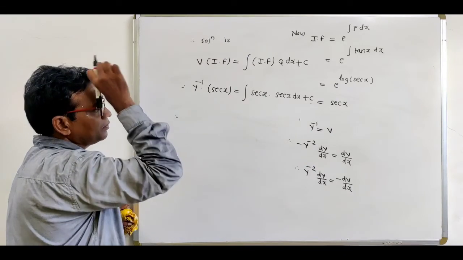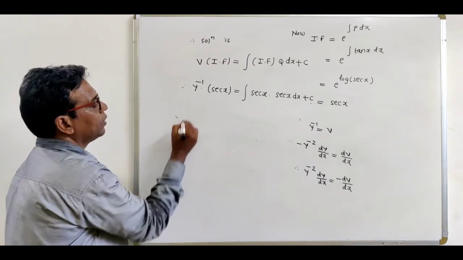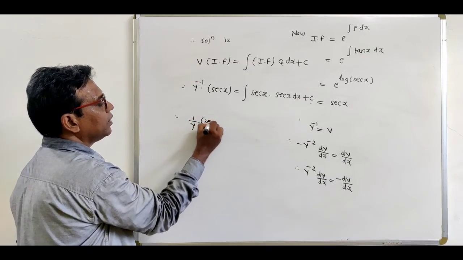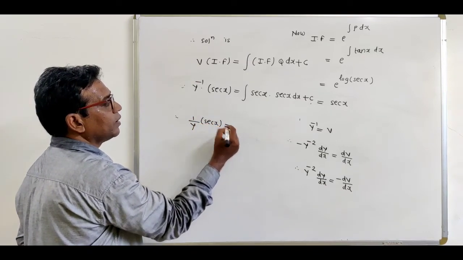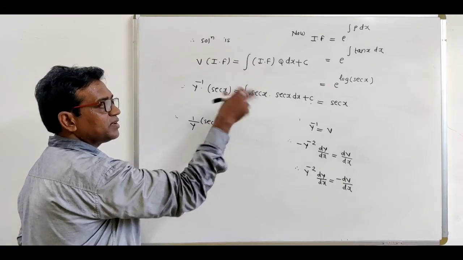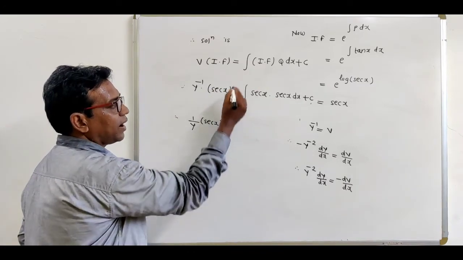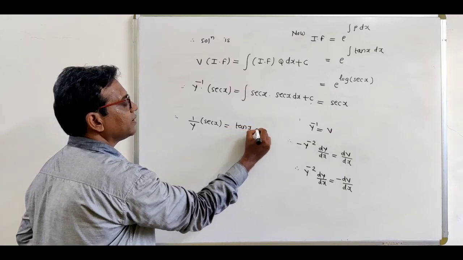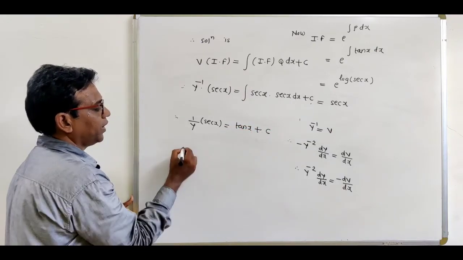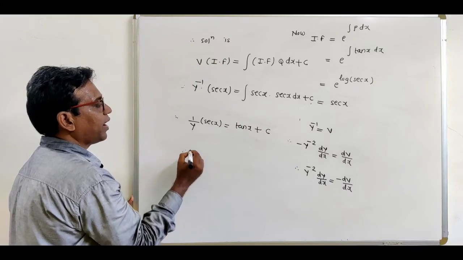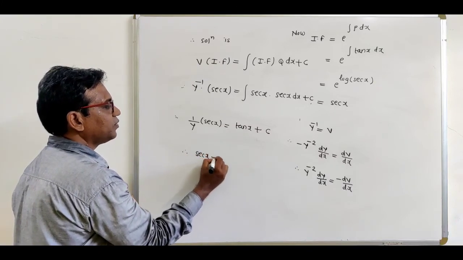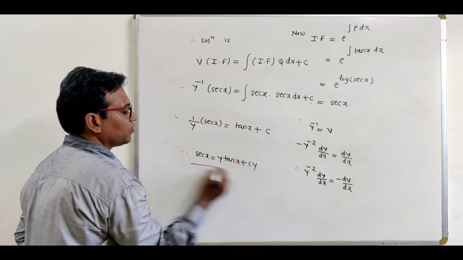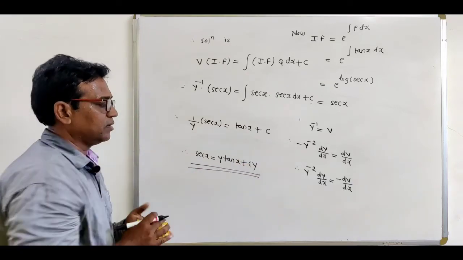So y raised to minus 1 means 1 upon y, into sec x. Sec x into sec x is integral sec square x, and the integral of sec square x is tan x plus the constant of integration. Just multiply by y. So sec x is equal to y tan x plus cy. This is our required general solution.